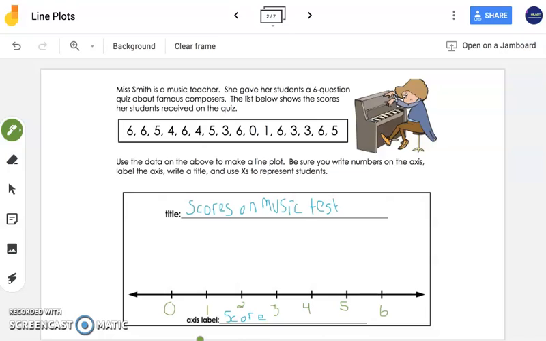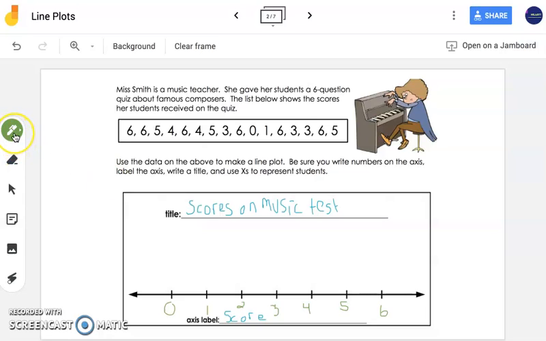Now notice all this information was given to me already. The title here, I put scores on music test, and that's the title of this line plot. It is describing what these numbers represent. On any line plot you can have many numbers on it, but it's important that you put these labels so the reader can understand what this line plot represents.